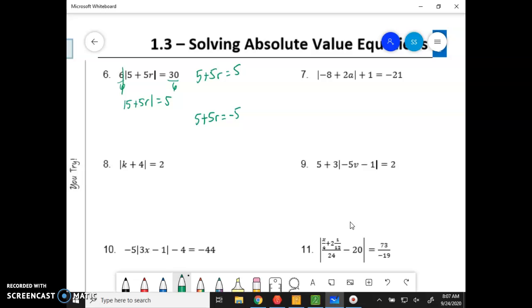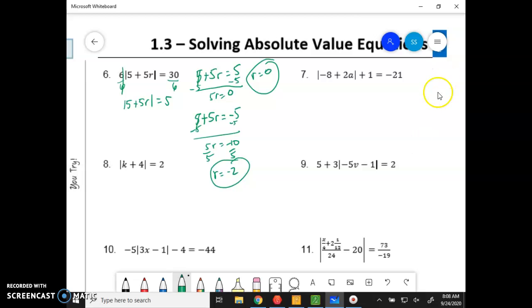All right, and then we solve. Subtract 5, subtract 5. We're left with 5r is equal to 0. What number times 5 equals 0? r's got to equal 0. All right, next one here. Subtract 5, subtract 5. We're left with 5r is equal to -10. Divide by 5, divide by 5. r is equal to -2. So there we go. We got two options here, 0 and -2.